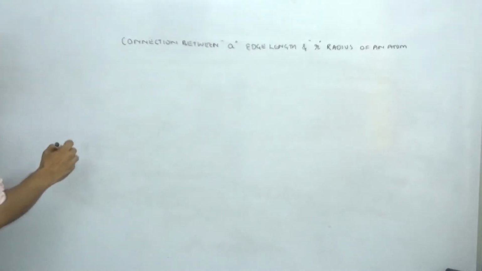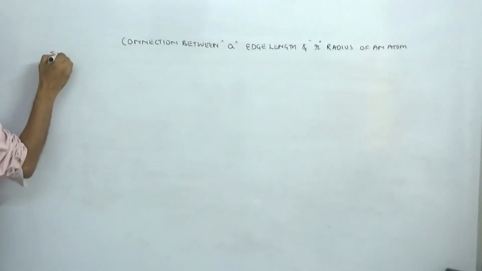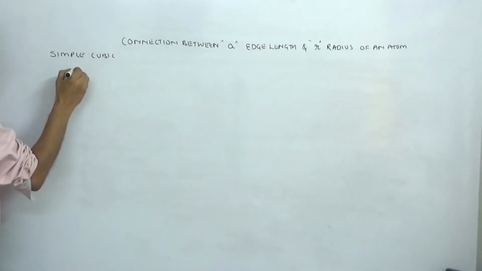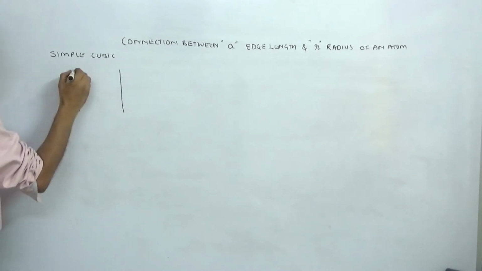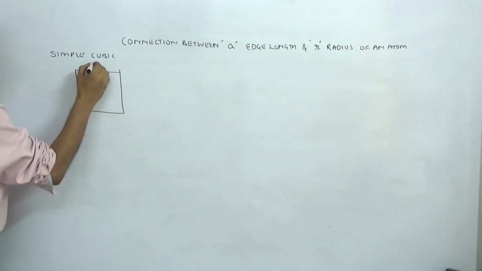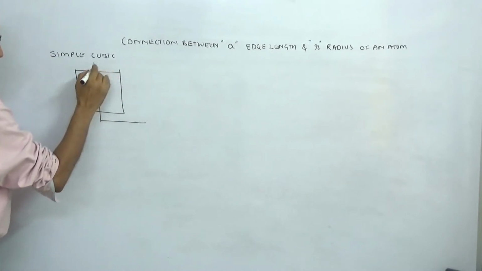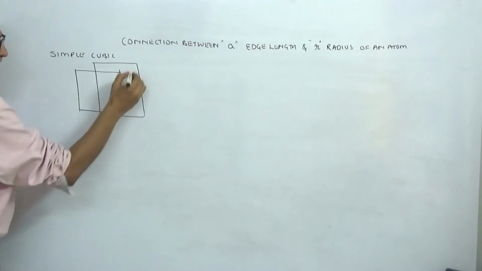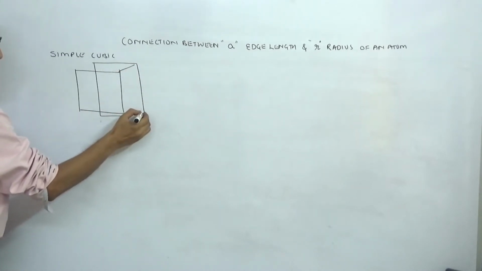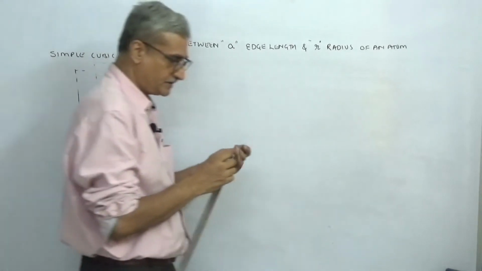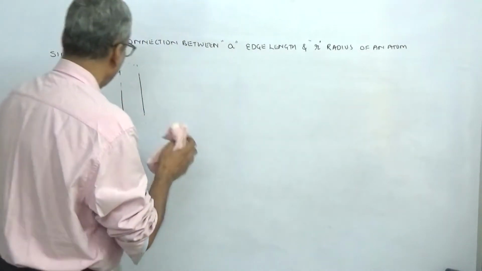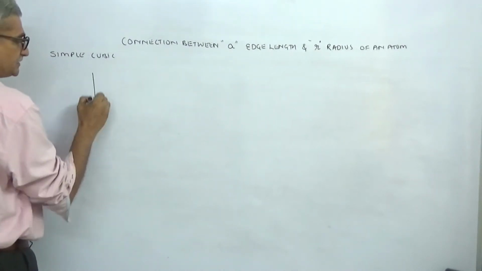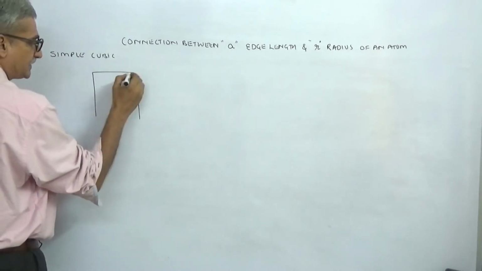First we will talk about simple cubic. There is not much to talk about in a simple cubic. So what happens in a simple cubic is like this, not a big mathematical calculation.